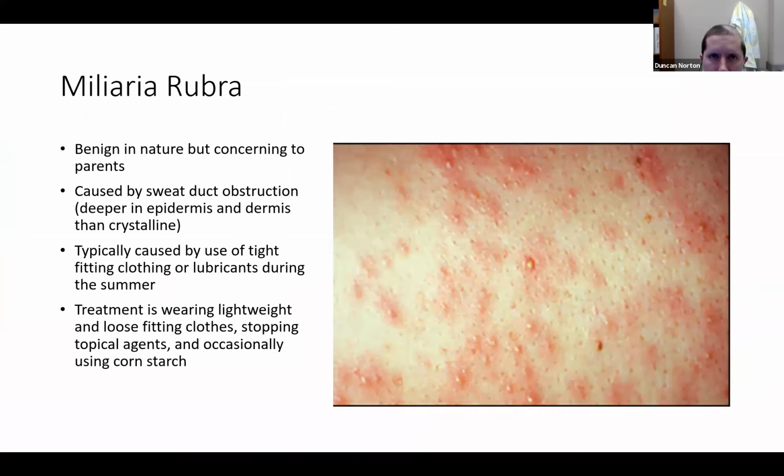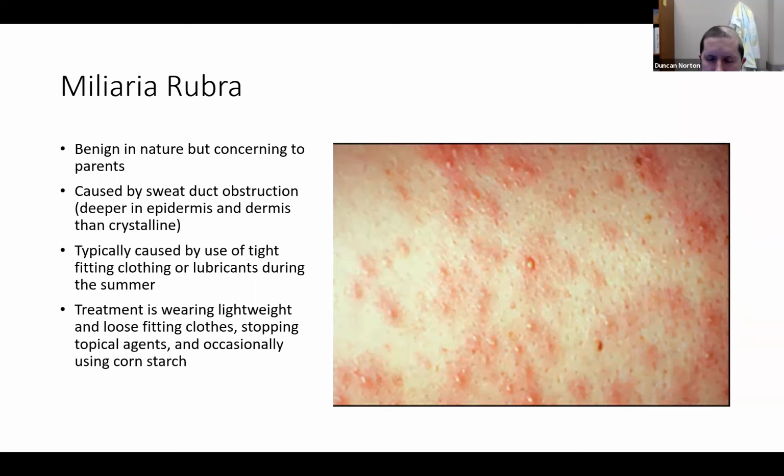Next is something similar to miliaria crystallina. It's called miliaria rubra. It's benign in nature. It's again caused by sweat duct obstruction, but it's more in the dermis than the epidermis, and so it gives it much more of a reddish color. There's some inflammation associated with it. You may get some pustules. This one tends to concern parents more than crystallina.